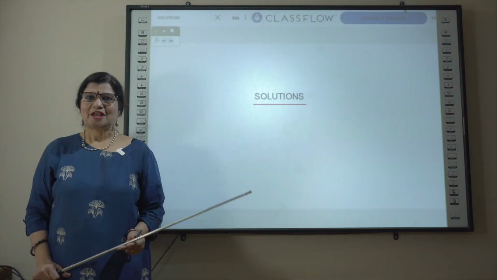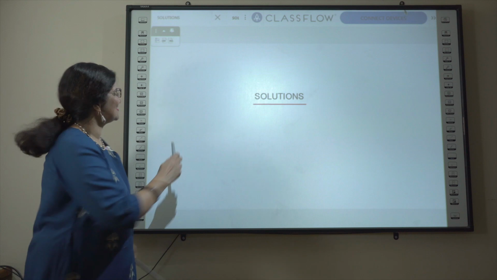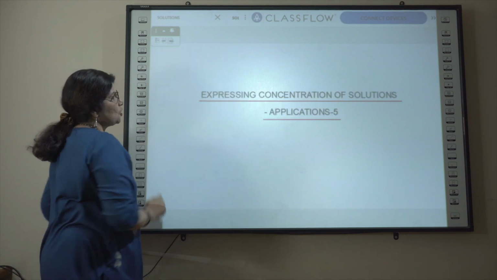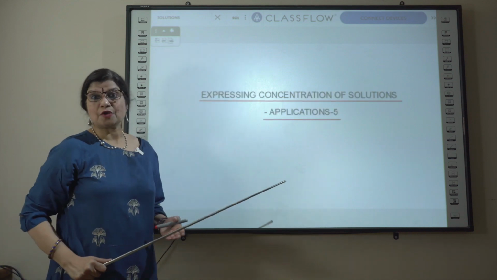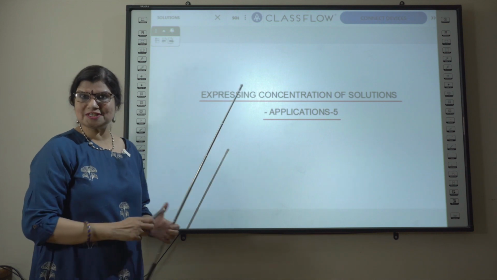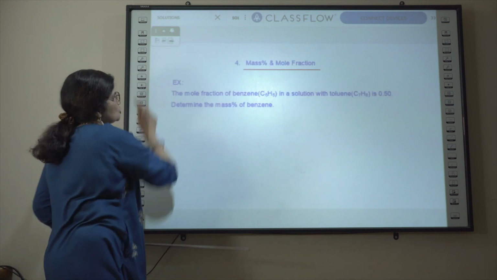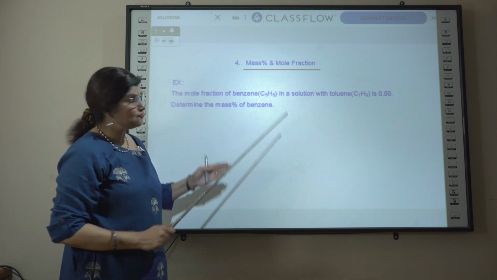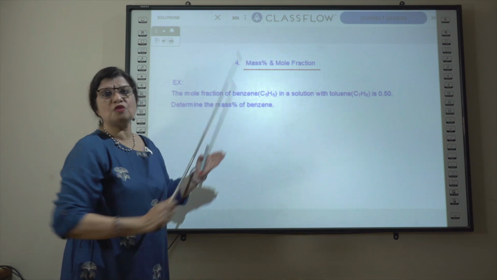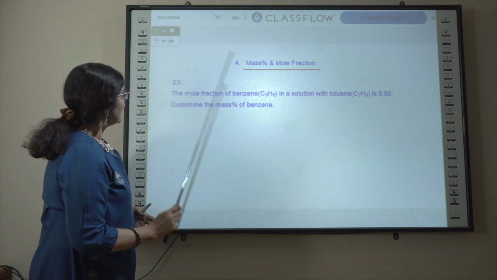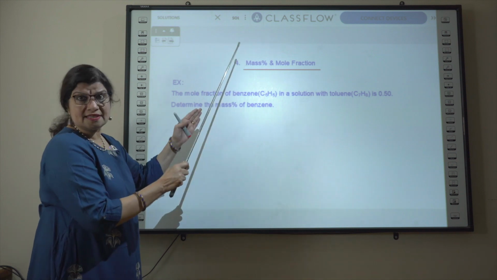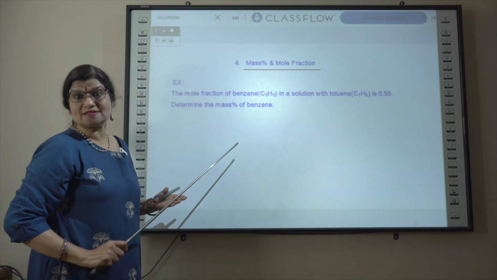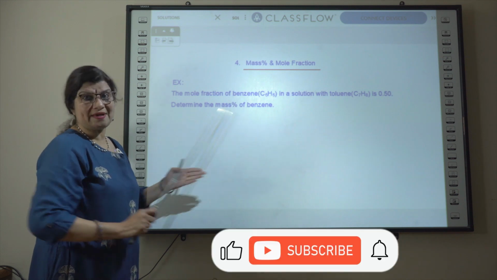Dear students, we are on the topic solutions. Let's continue with solving numericals where we relate various concentration terms. So in this session, we will relate first the mass percent and mole fraction. Let's understand how to relate these two concentration terms by solving a numerical.